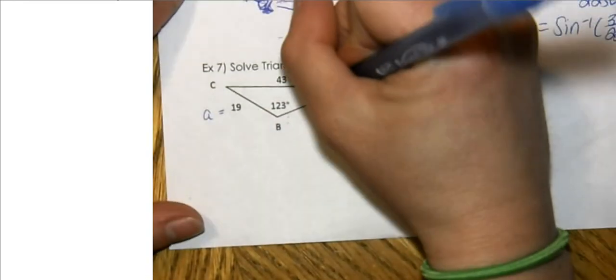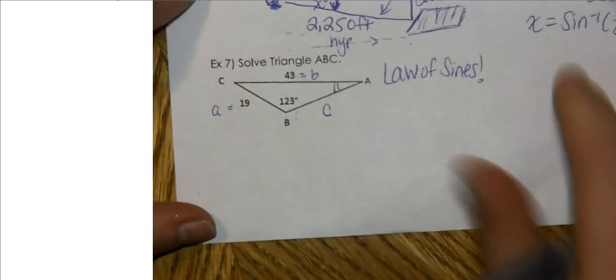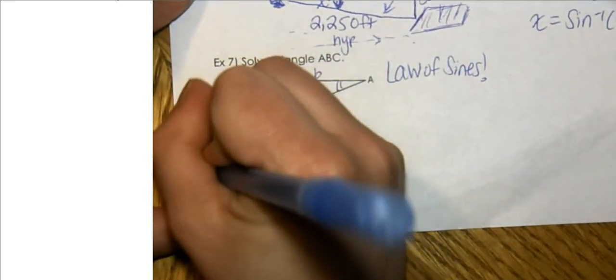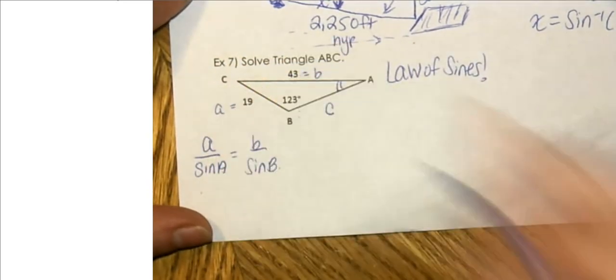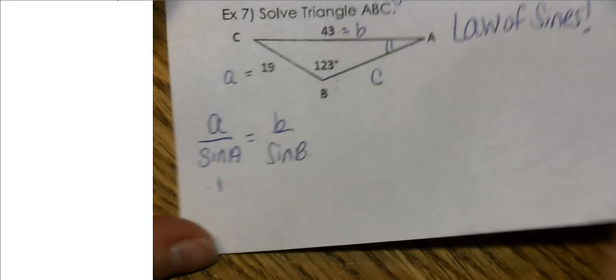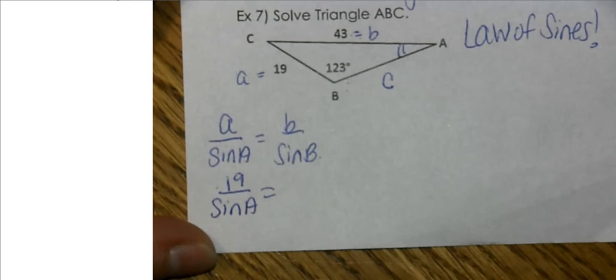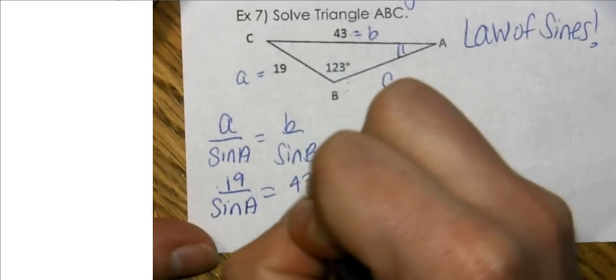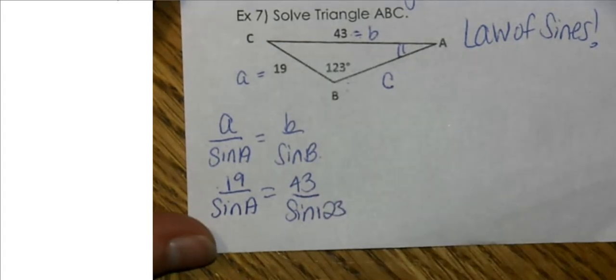And I'll start by identifying what the measure of angle A is. So I'm going to use the proportion of little a divided by the sine of angle A equals little b divided by the sine of angle B. Little a, I know that that is 19. I don't know what the sine of angle A is, so I'm going to write that down. B is 43, and I'm going to divide that by the sine of 123. So now what I need to do is use cross product.